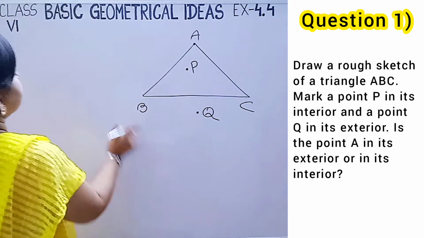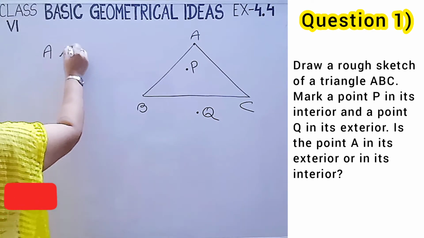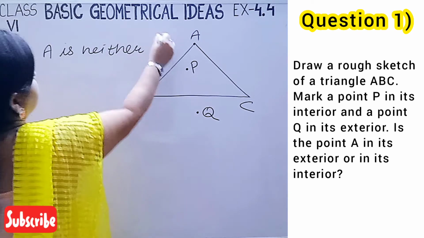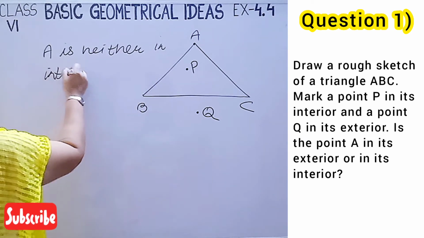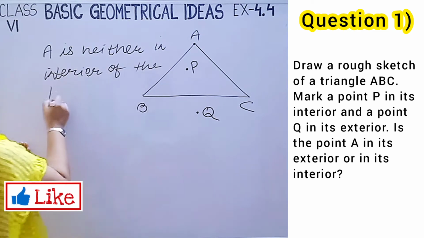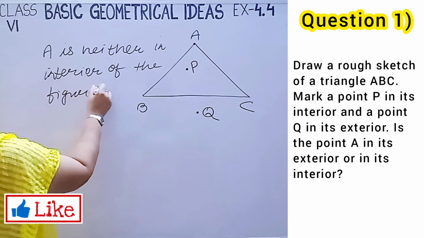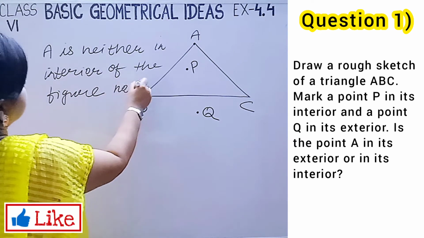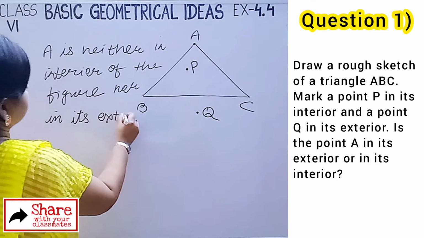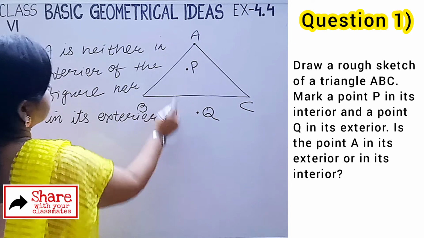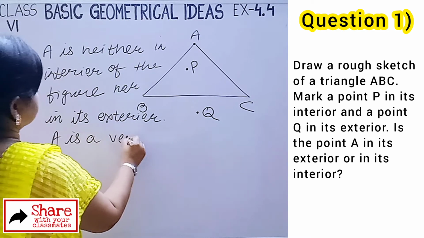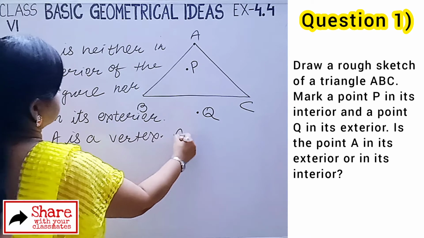So the answer is A is neither in the interior of the figure nor in its exterior. So what is A? A is a vertex. Answer.